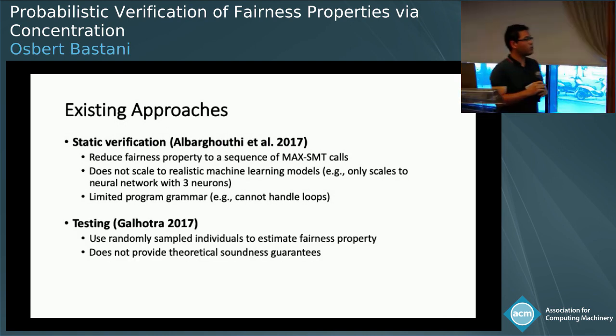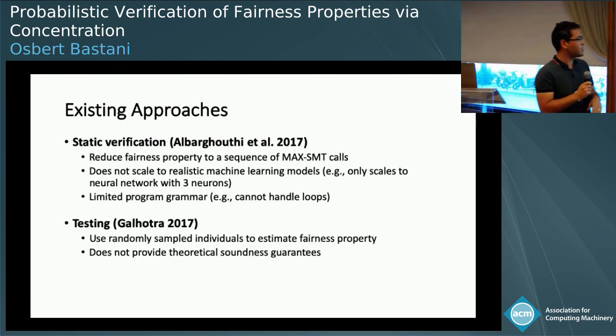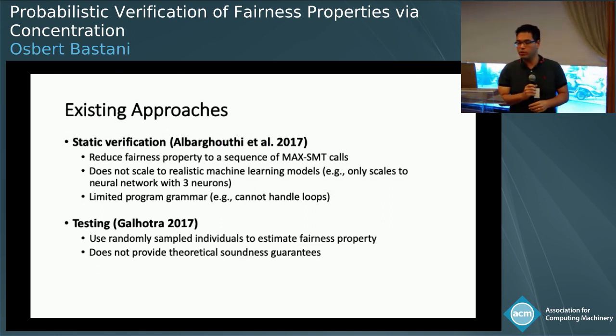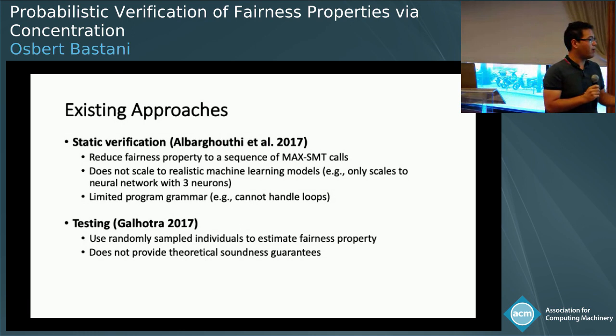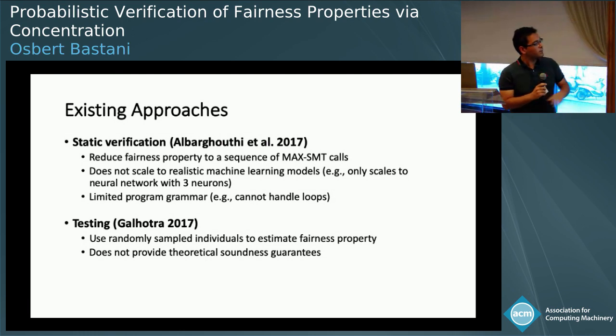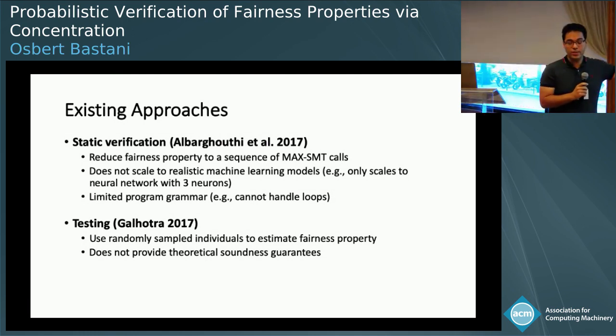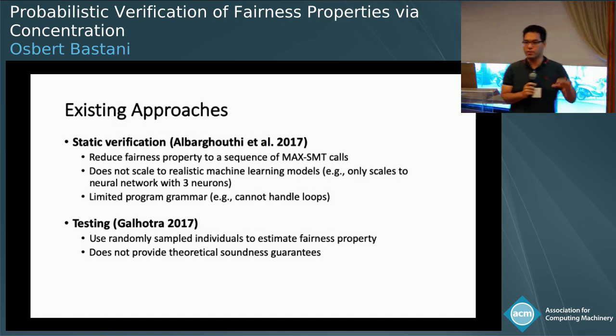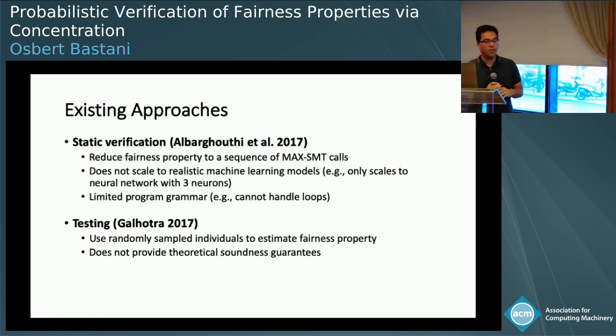An alternative approach is based on testing. So basically, the idea here is to use randomly sampled individuals to estimate whether or not fairness holds. It scales really well to large programs because it only needs to execute the programs. It doesn't need to symbolically analyze them. But unfortunately, they don't provide any theoretical soundness guarantees.